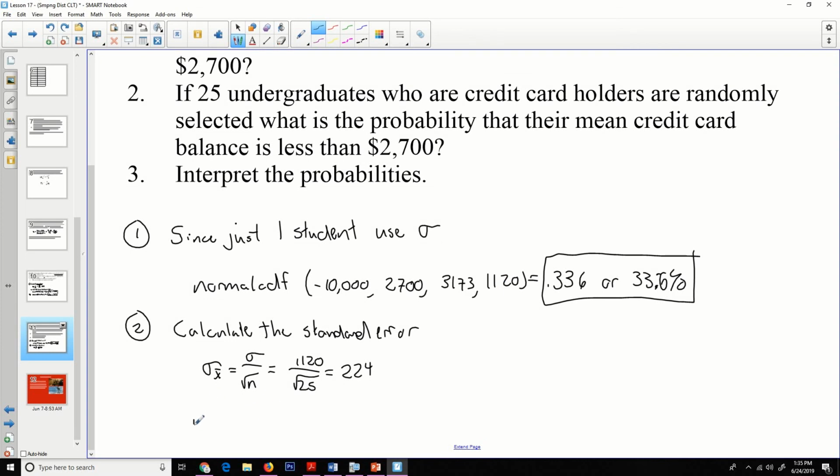And so now normal CDF, and it's going to be negative 10,000 again as that lower limit. Our upper limit is still 2,700, and our global mean is still 3,173 because the global mean is equal to the mean of the sample means. But we're going to shrink our standard deviation using the standard error by quite a bit. And so that's going to shrink that up quite a bit there.